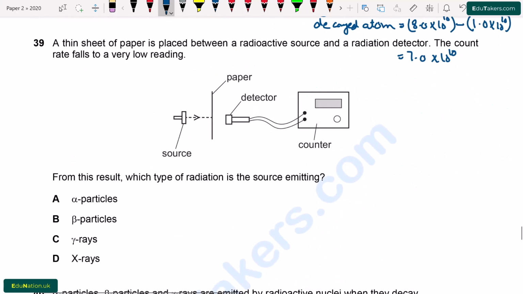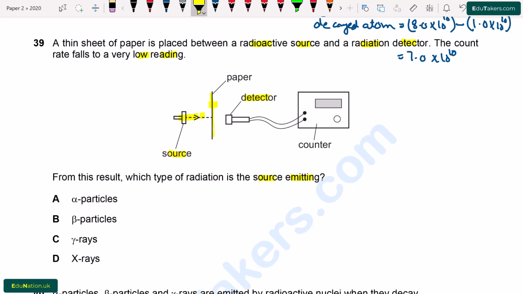Question number 39. A thin sheet of paper is placed between a radioactive source and a radiation detector. The count rate falls to a very low reading. So here is a source and we have placed a paper between the source and the detector. From this result, which type of radiation is the source emitting? So which type of radiation is the source emitting here?